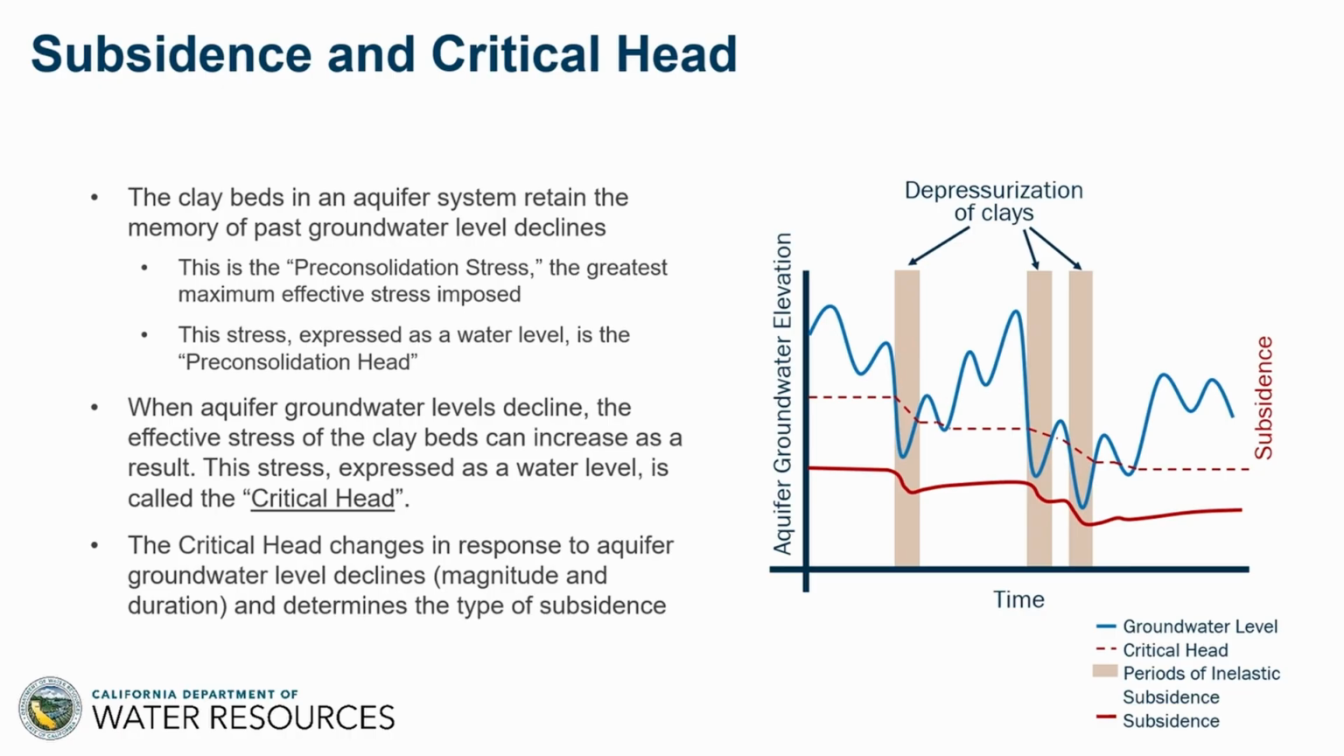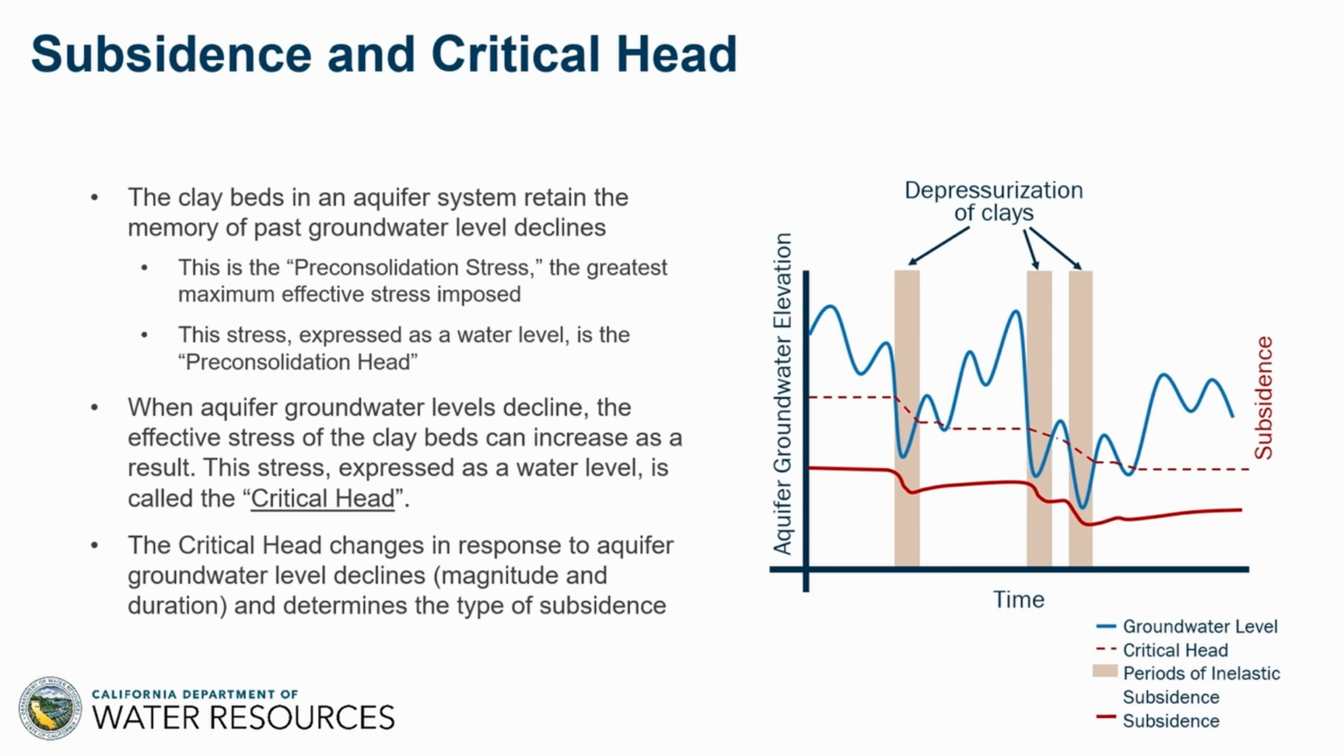This means that some of the subsidence that was experienced was elastic or reversible, but not all of it. Some of the compaction was permanent. And again, this is because the critical head level was exceeded. The extent and duration of the groundwater level decline below the critical head, along with the properties of the clays, determines the amount of inelastic or permanent subsidence that occurs.